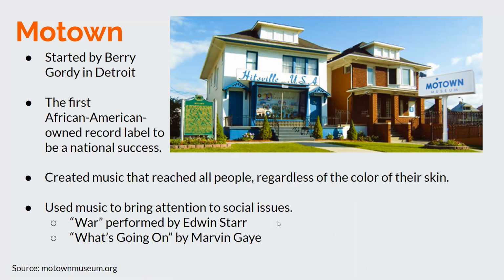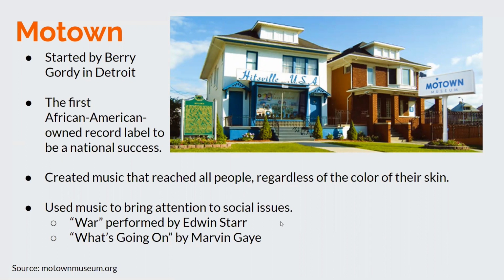They use music to bring attention to social issues, things like War, performed by Edwin Starr, and What's Going On by Marvin Gaye, which were in the 70s, and in the late 60s with the Vietnam War, really made people question what was happening and what was going on, as Marvin Gaye said, and made them look at that and start to question what was going on in society around them.